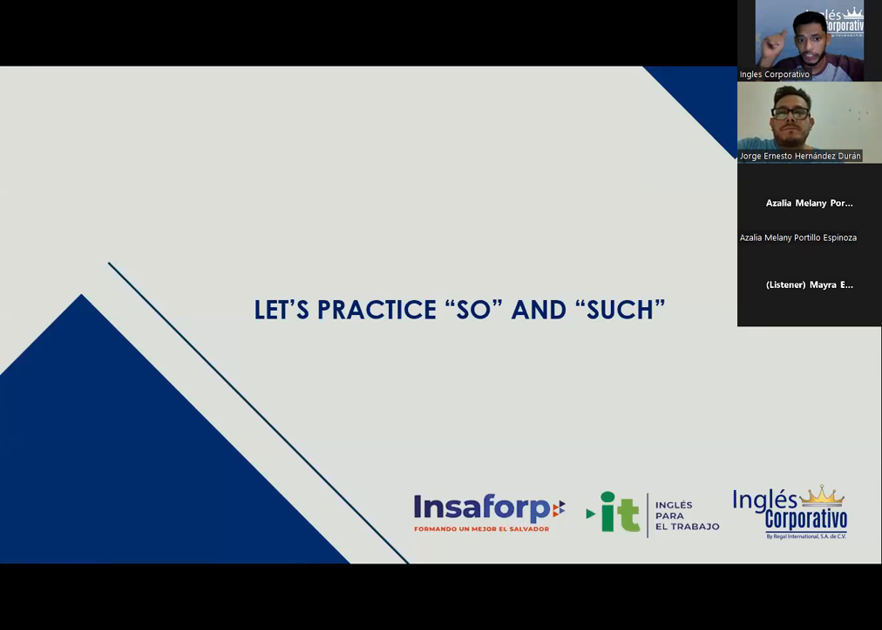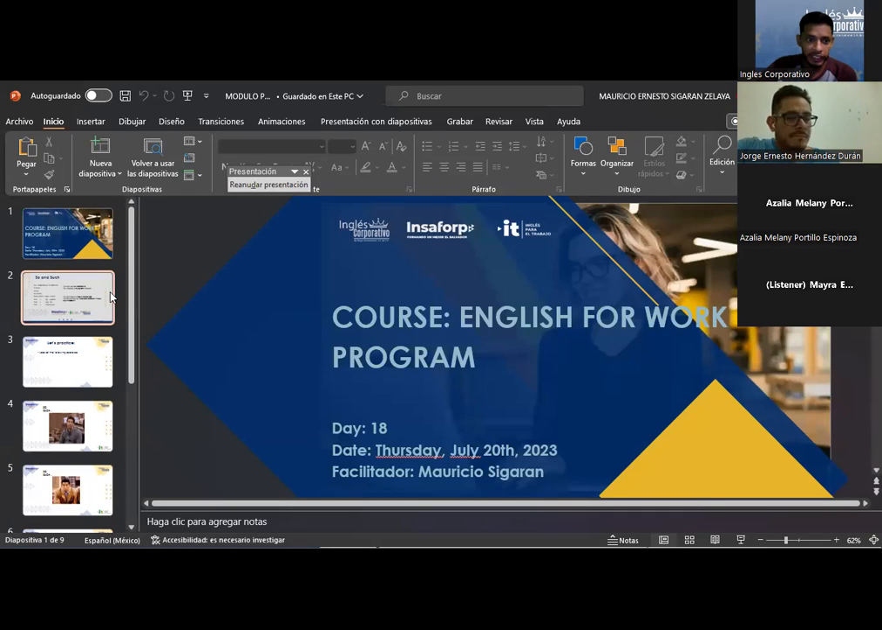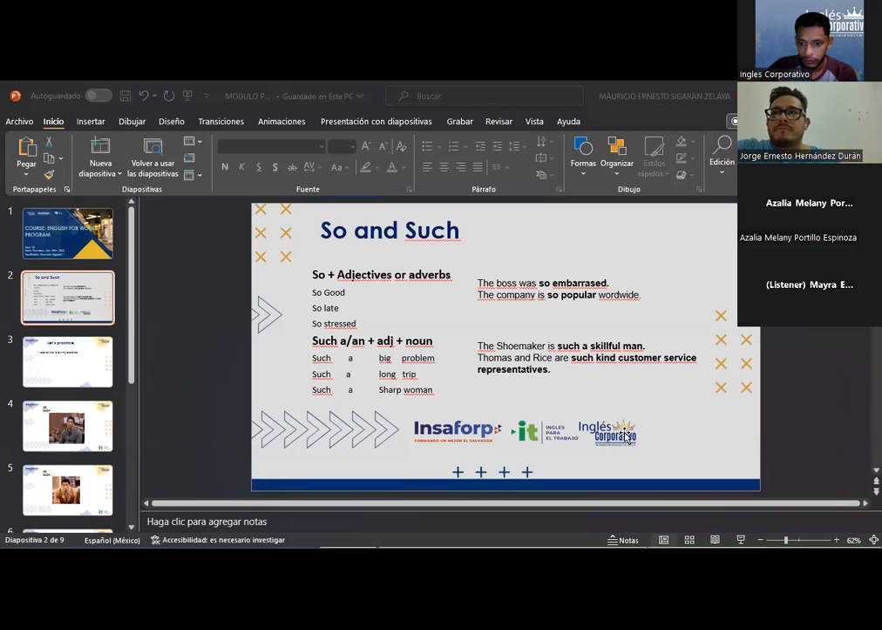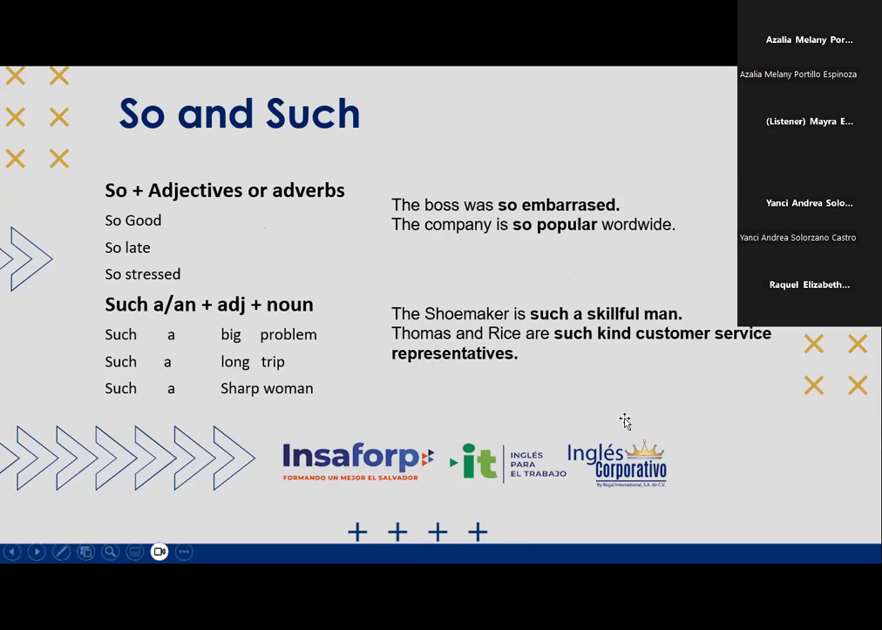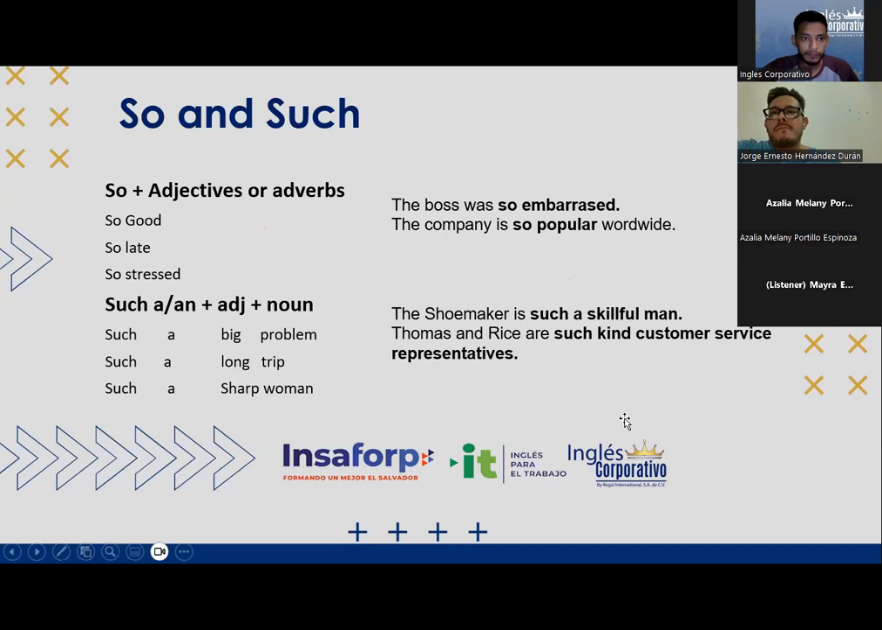The first thing that we're going to do is practice so and such. For that, I'm going to take you to a different presentation. In this presentation, I have the structure for so and the structure for such, and a few examples to provide a better understanding. We use so with adjectives and adverbs. What is an adjective? An adjective is a description of a person, animal, place, or object. For example, so good. The corn tamales are so good.